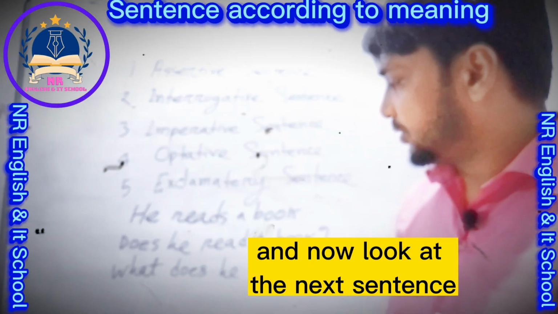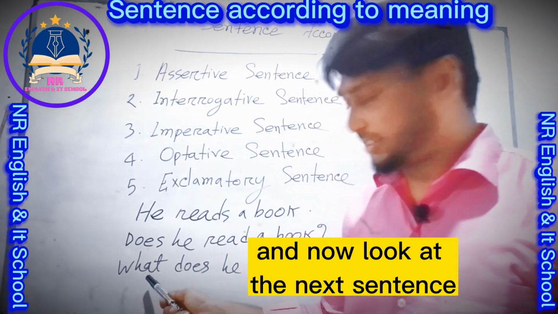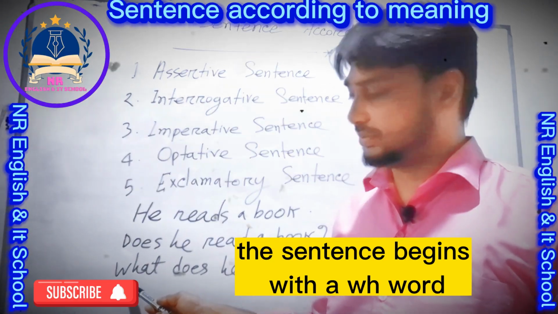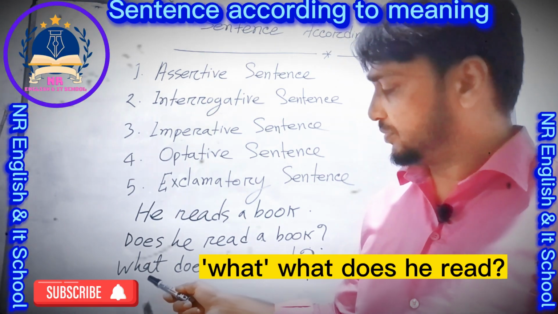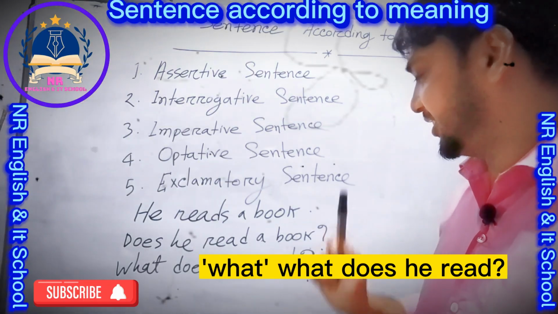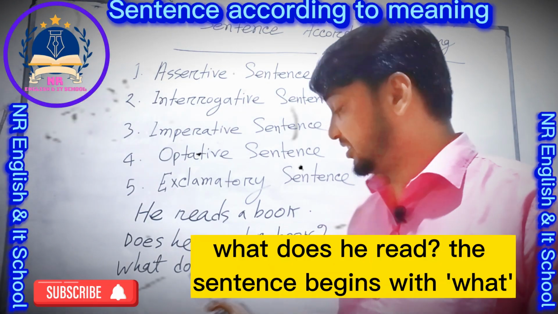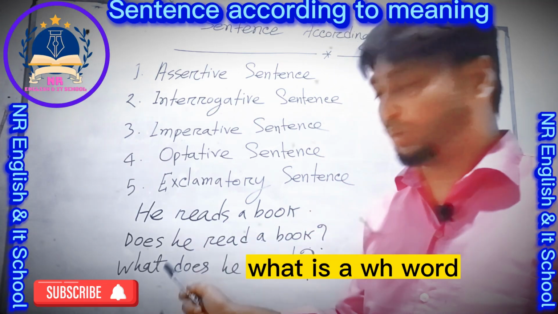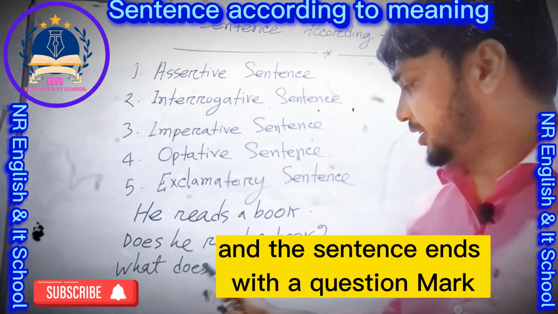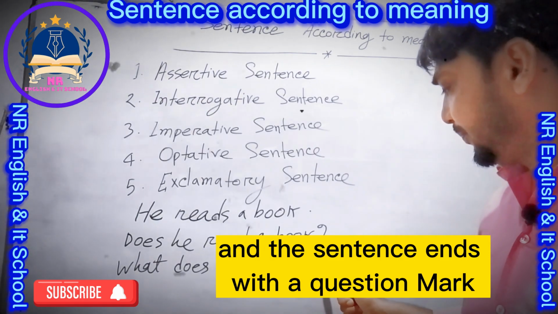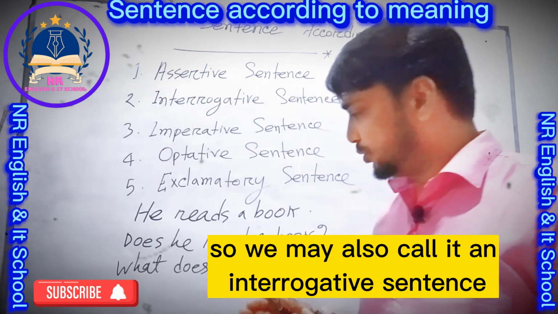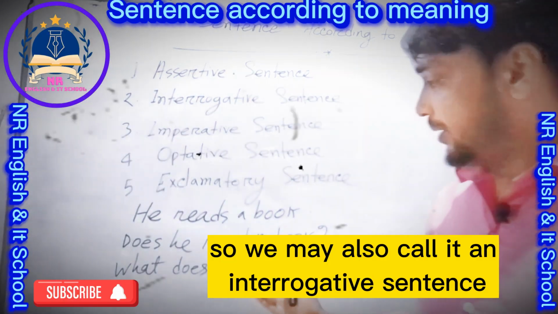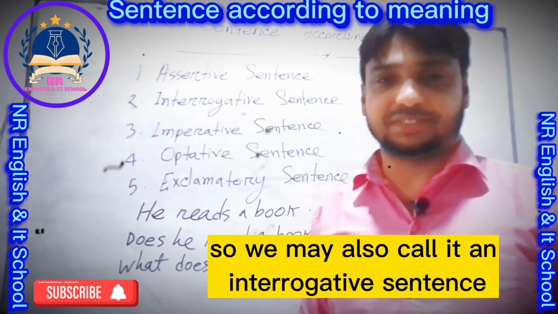And now look at the next sentence. The sentence begins with the WH word. What does he read? The sentence begins with what, which is a WH word, and the sentence ends with a question mark. So we also may call it an interrogative sentence.